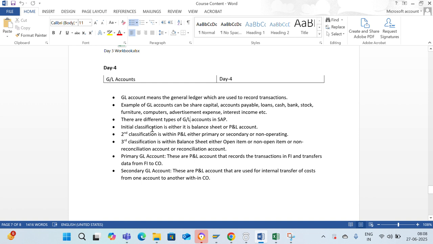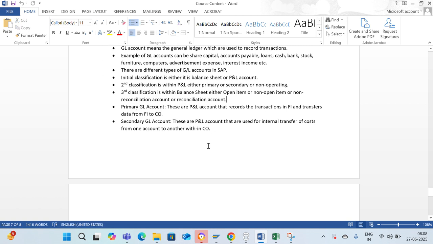So we have understood major classification is balance sheet and P&L. Within P&L, we have three classifications: primary, secondary, and non-operating. And within balance sheet, we have other classifications like open item, non-open item, reconciliation, and non-reconciliation. Let's study about these one by one.